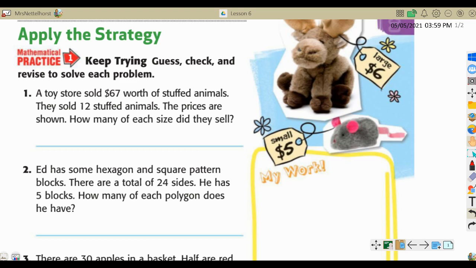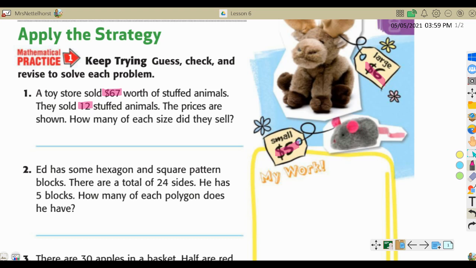Okay, so I'm going to make my marker a little thinner because it's really thick and blobby. Okay, so let's do some highlighting. So what do we know? We know that they sold a total of $67 worth of stuffed animals. They sold 12 stuffed animals. I keep getting this restart notice. I'll do that in a minute. We know that a small one is $5. A large one is $6.